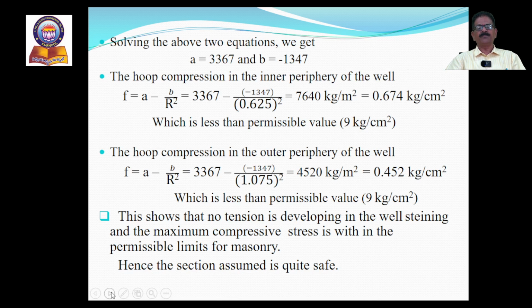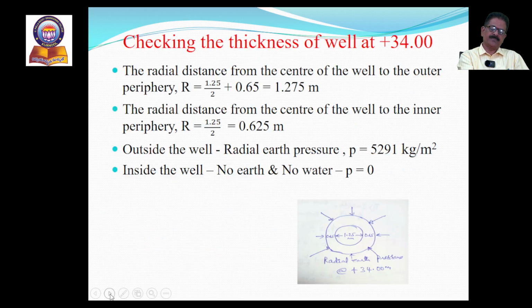So that's how we can check the stability of the well steining thickness at one particular level. The same procedure is to be adopted for the next case also. As we have two different thicknesses, the second one is at the level of plus 34 meters. Almost the procedure is the same, just observe the differences only. Quickly I will go through it.